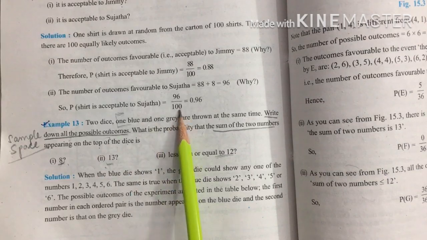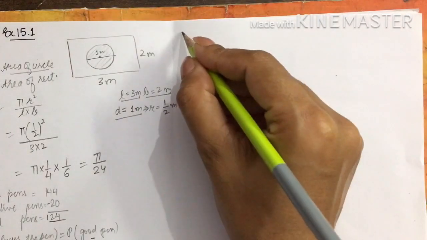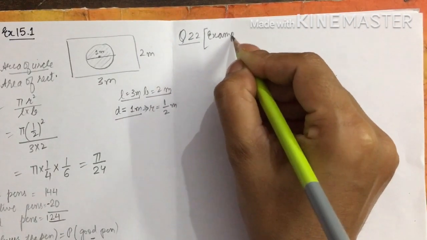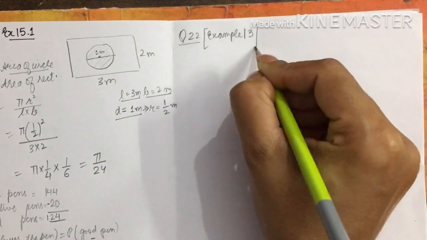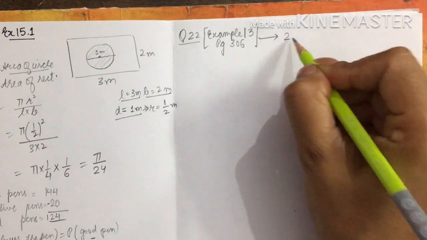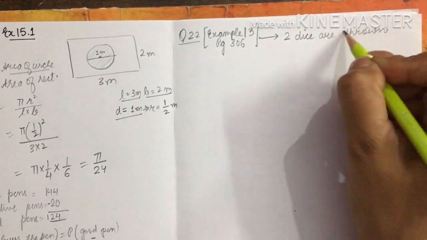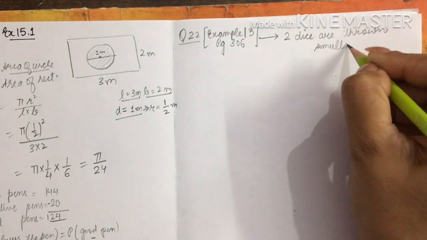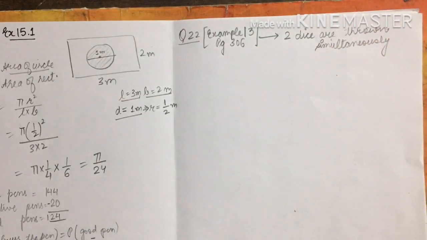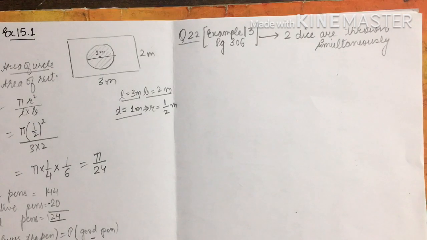Irrespective of the color, let's write down. So question number 22, for this we are considering example 13. It's on page number 306, and in this example two dice are thrown at the same time. So at the same time means simultaneously, or you can say the dice are thrown together. They want us to write down all the possible outcomes.